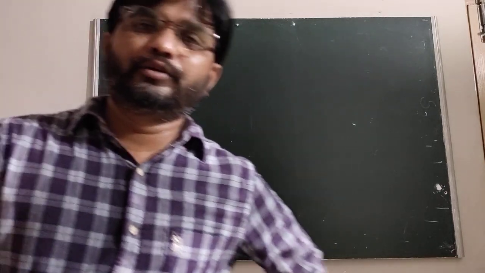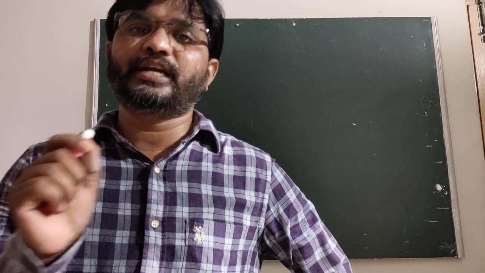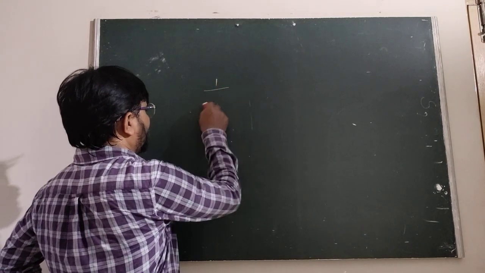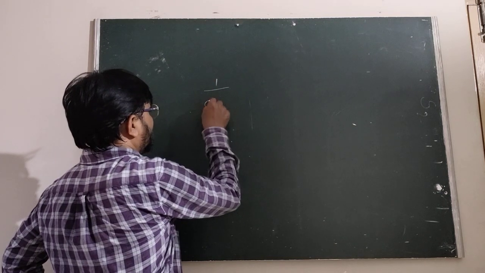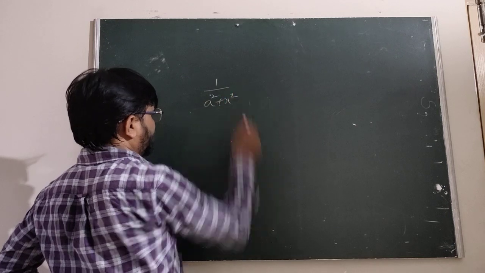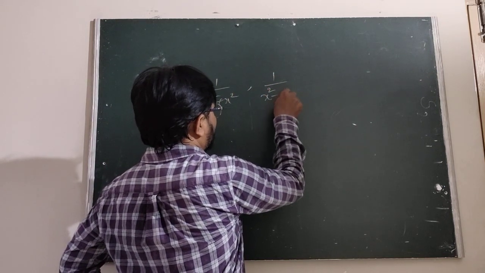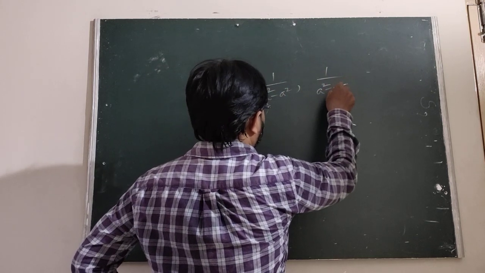So now we are going to discuss the 9 standard integrals. These are very important formulas. The 9 standard integrals are: the first one, integral 1 by a square plus x square dx, and another one 1 by x square minus a square and 1 by a square minus x square. These are the 3.